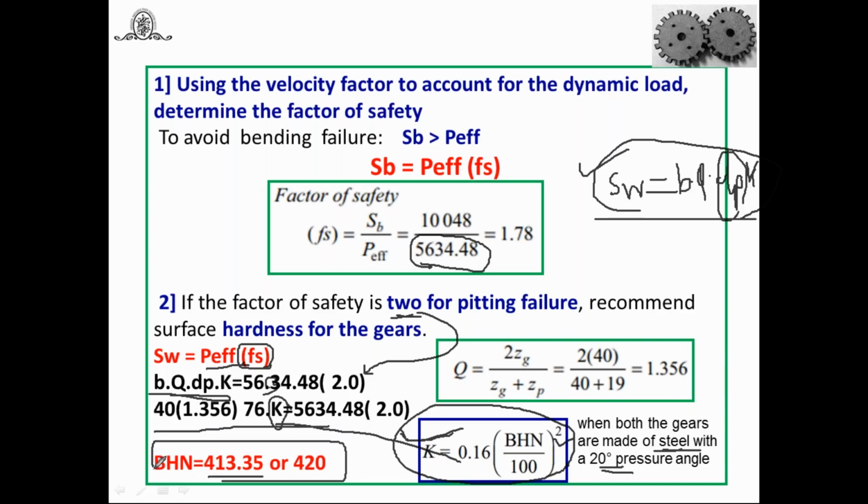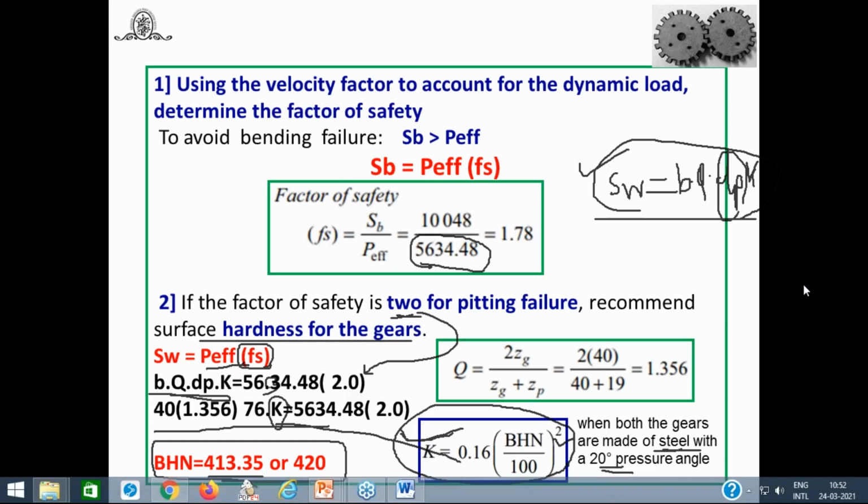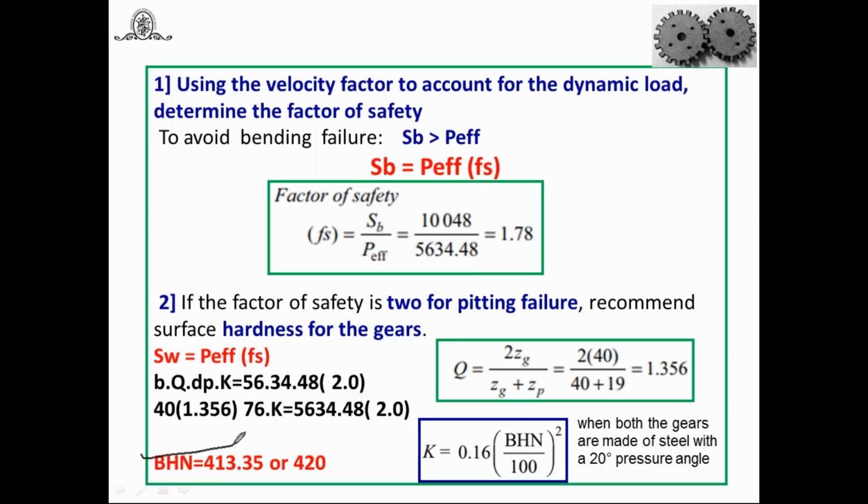So you will get BHN, the surface hardness of the gear. How much? Here we have calculated BHN equal to 413, or you can increase it up to 420. I have taken this value 420. You can take 415 also, no problem. How is it possible to increase this? BHN means the surface hardness of the gear, which we have calculated as 413.